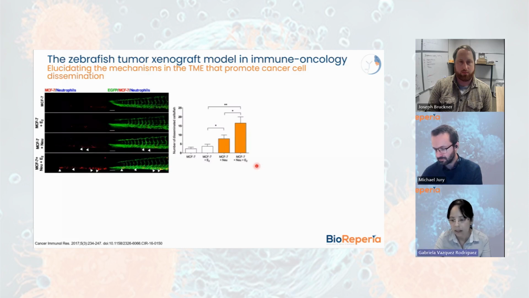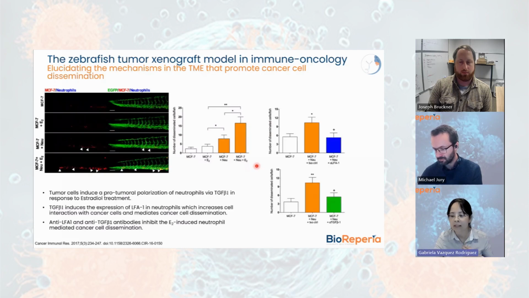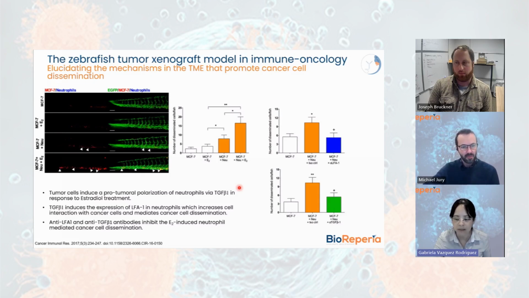Further analysis revealed that estradiol enhances TGF-beta production and secretion by the cancer cells, which in turn upregulates the expression of the lymphocyte function-associated antigen 1 integrin, or LFA1, on human neutrophils, which is a critical integrin for neutrophil diapedesis and cell-to-cell interactions. So immune therapy targeting either TGF-beta or LFA1 integrin in the zebrafish model resulted in a significant inhibition of the neutrophil-mediated breast cancer cell metastasis.